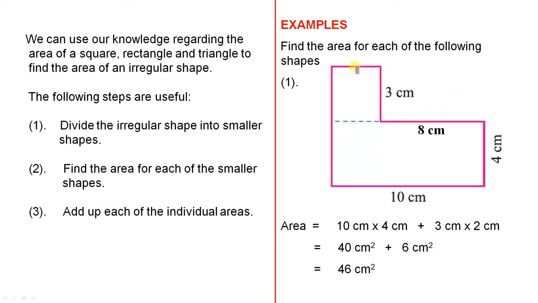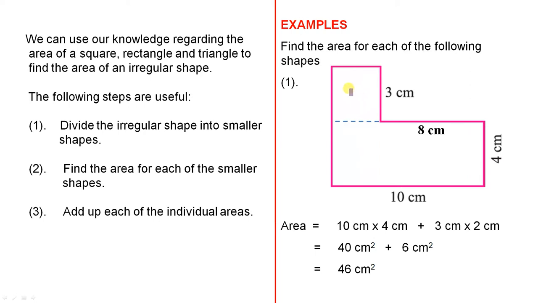So here we have the red outline. That's our shape. And we have some measurements. Now, the first rule says divide the irregular shape into smaller shapes. So I've put this dotted line here. And that gives us this simple rectangle here, quite easy to see, and we've got a simple rectangle there. Now for this large rectangle here, we have a length of 10 centimetres and a width of 4 centimetres.